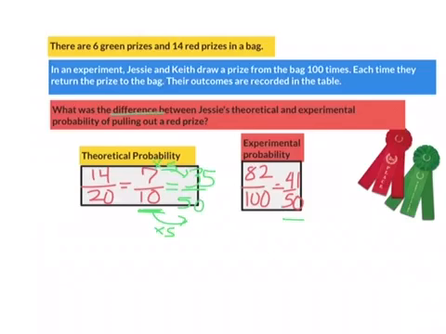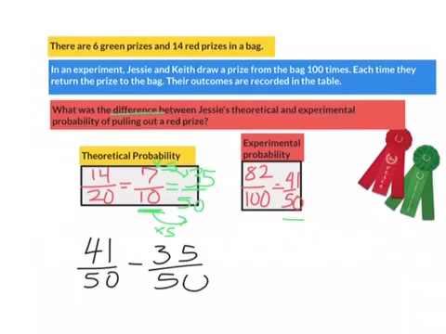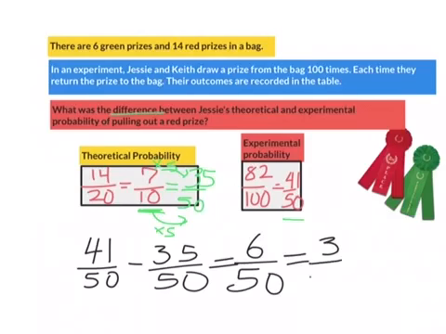Now I can find the difference. So her experimental probability was 41/50. I'm going to find the difference. That means I subtract 35/50. 41 minus 35 is 6. The denominator does not change when we do addition or subtraction of fractions. 6/50. I can simplify. I'll divide the numerator and the denominator by 2, and I end up with 3/25.